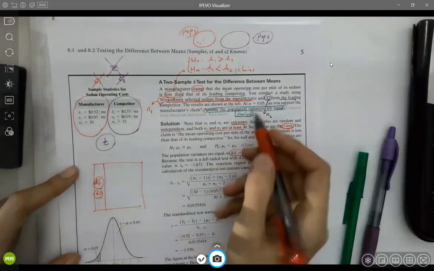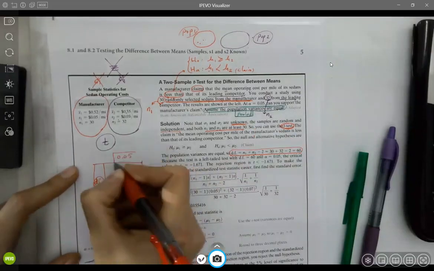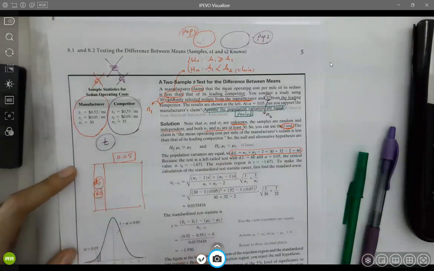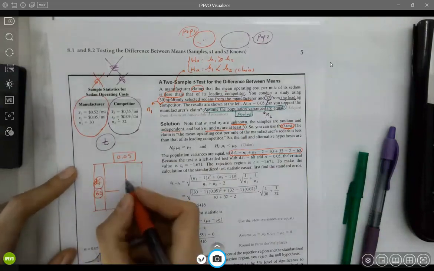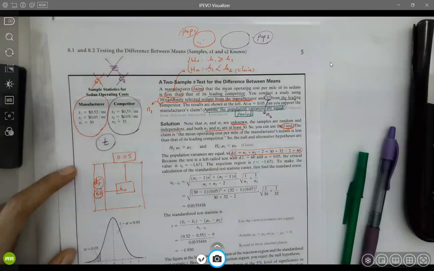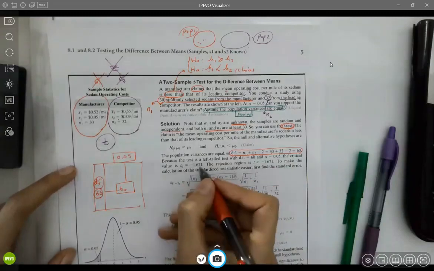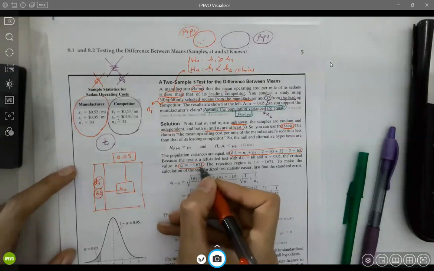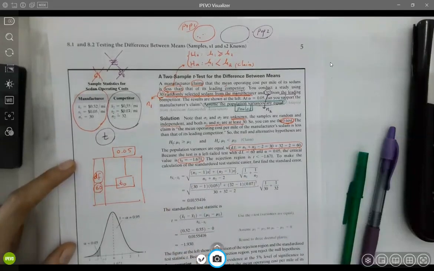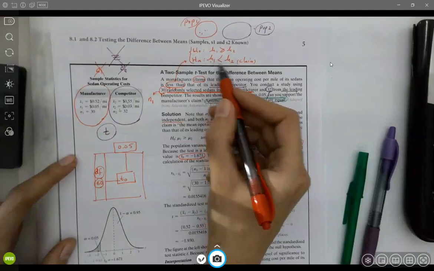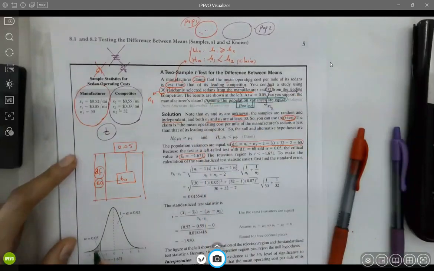Our alpha is equal to 5%. And by using our t-table, we can find the critical value, t sub 0. So our critical value, t sub 0, is negative 1.671. And we have a left-tailed graph. It means that the rejection region, or the green region, is on the left-hand side.